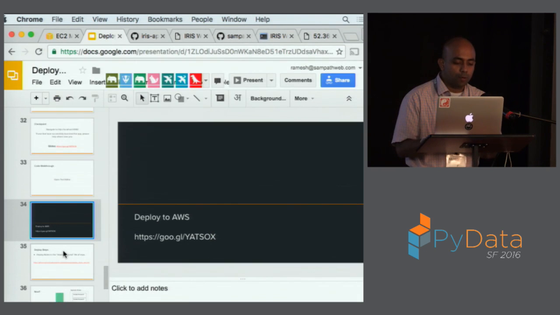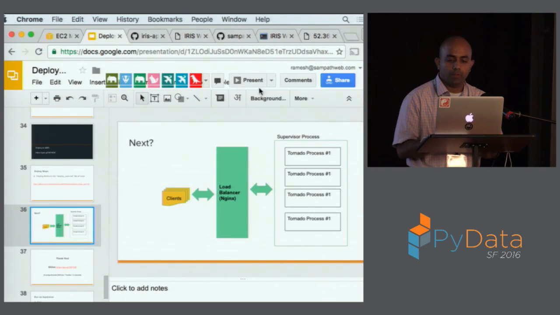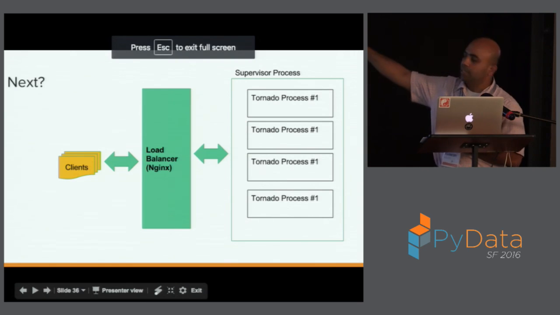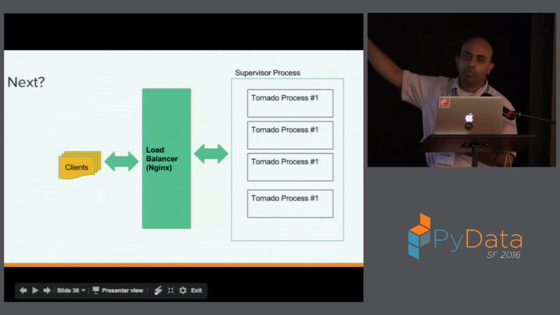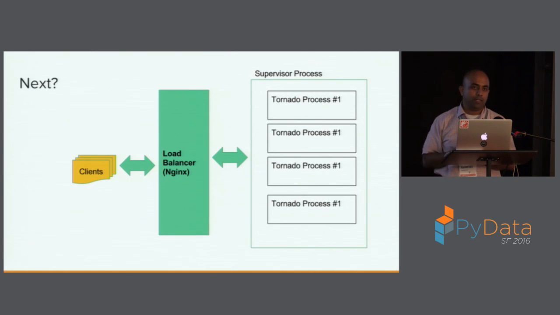So one more slide on this, which is this one. Awesome. What we did is what is in the right side box here, the supervisor process, and we put Tornado processes inside the supervisor process. That, for the most part, is enough to serve it over HTTP, particularly as a microservice, because you're not serving static files, you're not serving anything that needs to be cached.